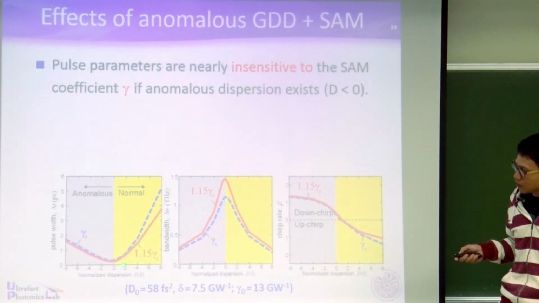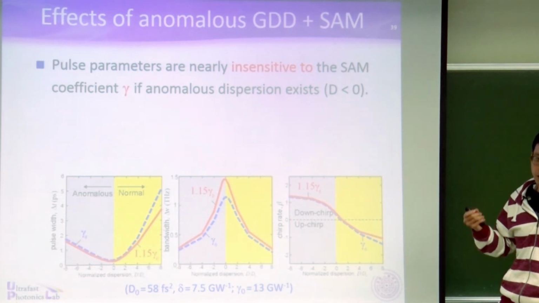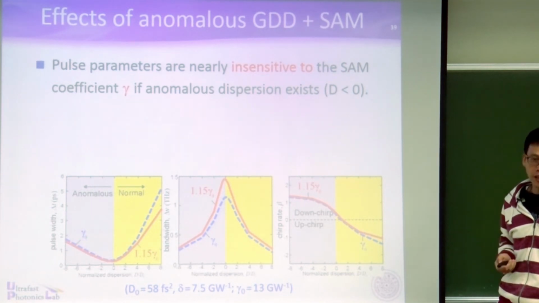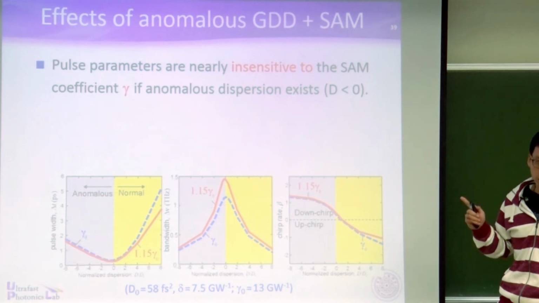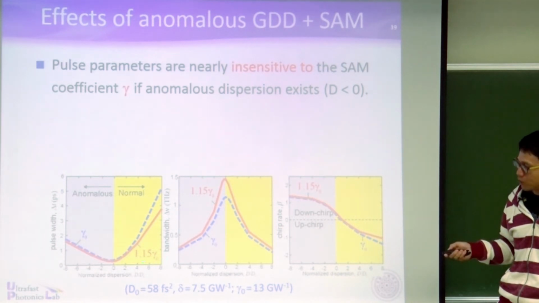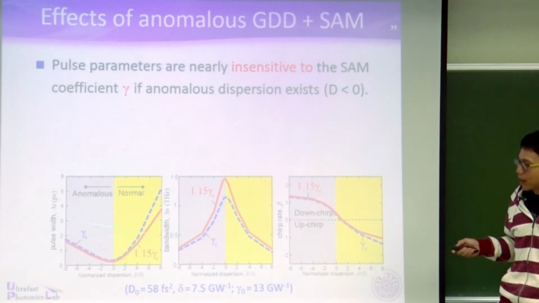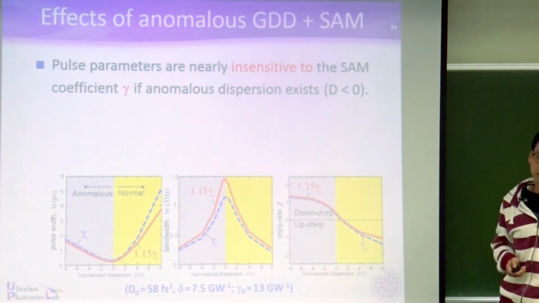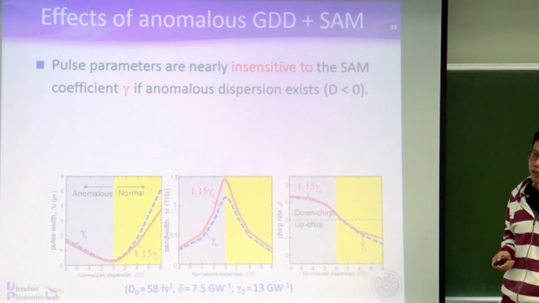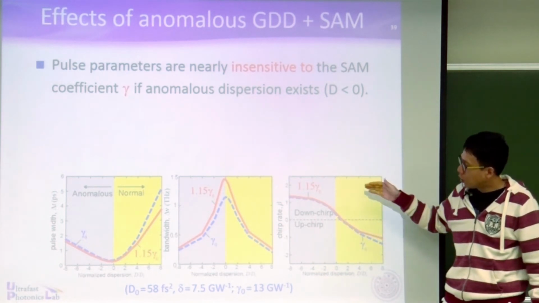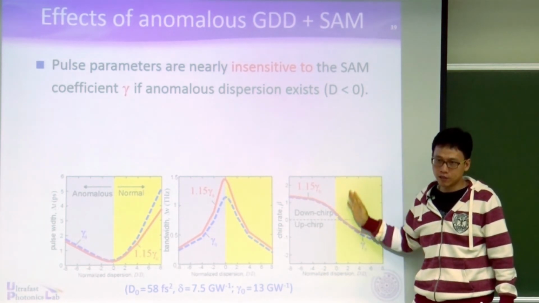As you can see, if the curve moves to the left, that means your anomalous dispersion is stronger and stronger. But you see, no matter what your SAM coefficient is, the blue one means 1 unit. The red one means the SAM coefficient is increased by 15%, 1.15. But you got almost the same result. Same thing in the bandwidth evolution and the chirp rate evolution. So simply speaking, the red and the blue curves almost overlap with each other on the left-hand side.